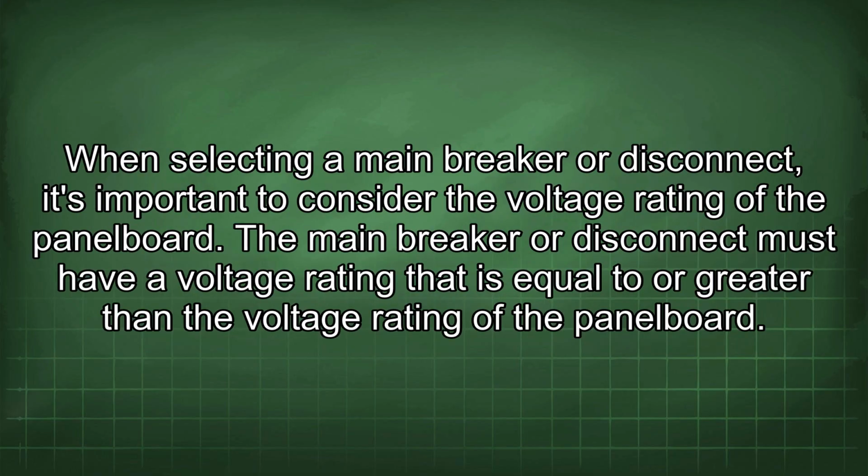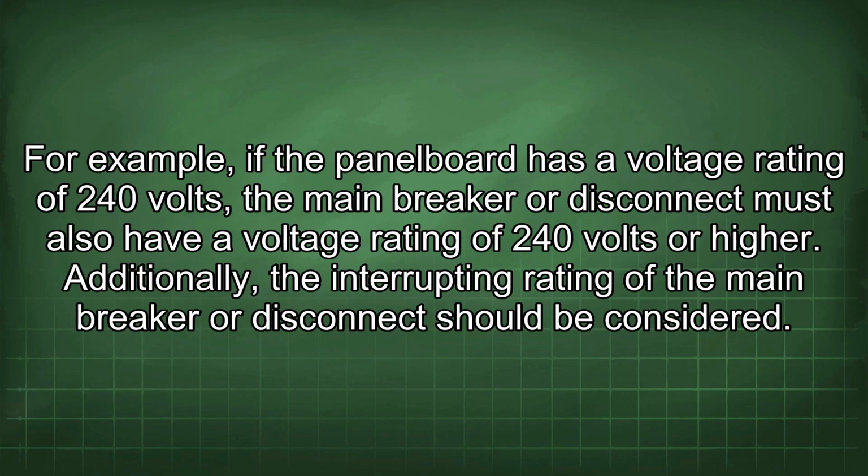When selecting a main breaker or disconnect, it's important to consider the voltage rating of the panel board. The main breaker or disconnect must have a voltage rating that is equal to or greater than the voltage rating of the panel board. For example, if the panel board has a voltage rating of 240 volts, the main breaker or disconnect must also have a voltage rating of 240 volts or higher.